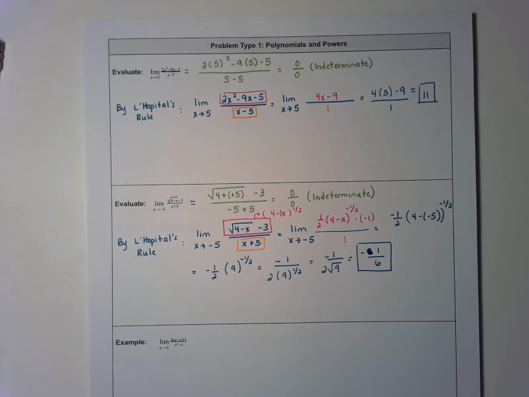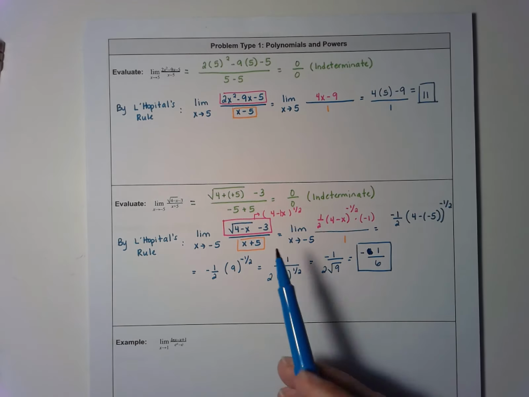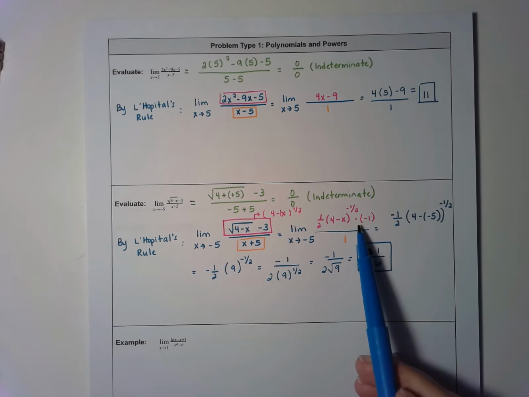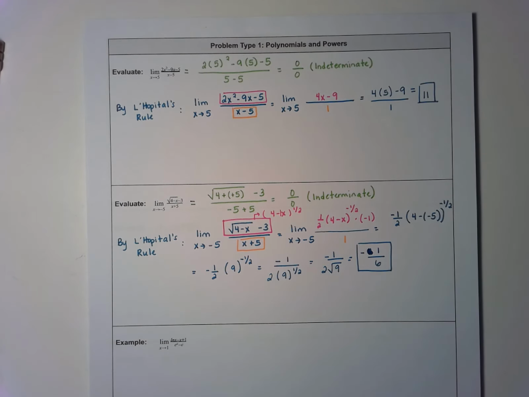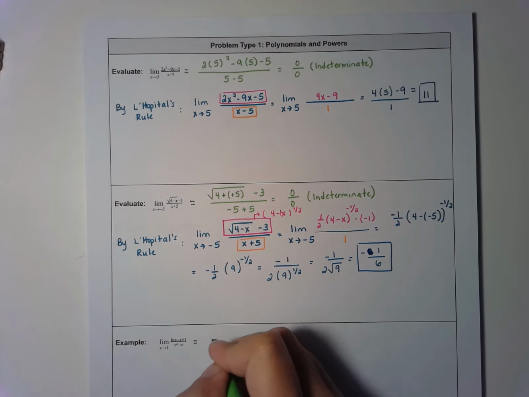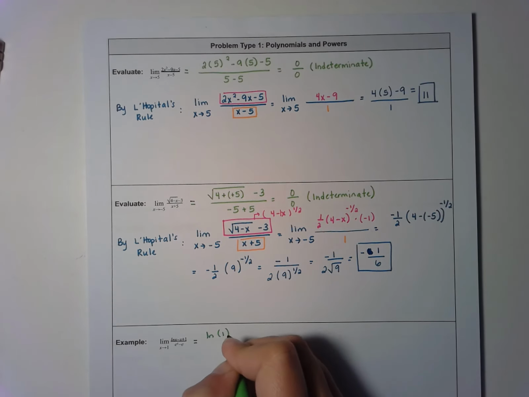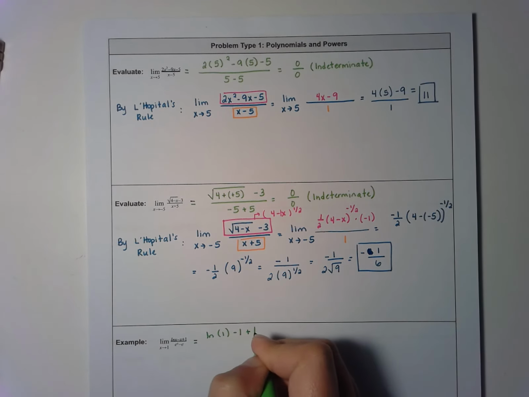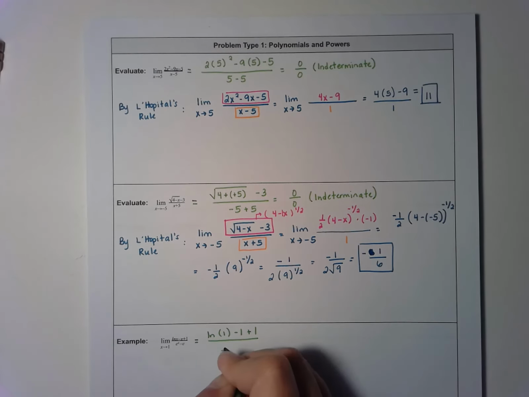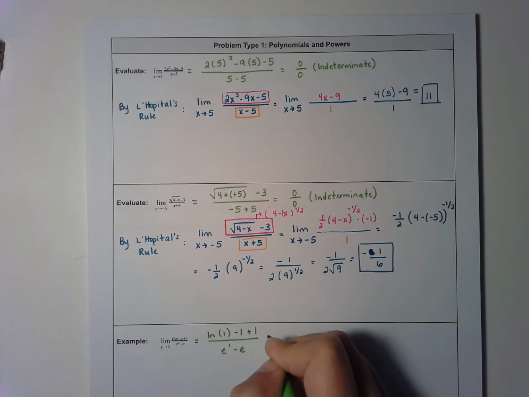In this problem, I think the hardest part, for me at least, is going to be finding the derivative here using chain rule and then the evaluating part. Last but not least, let's try a problem that has exponential and logarithmic functions. So first, let's try direct substitution. We would have the natural log of 1 minus 1 plus 1 all over e to the 1 minus e.